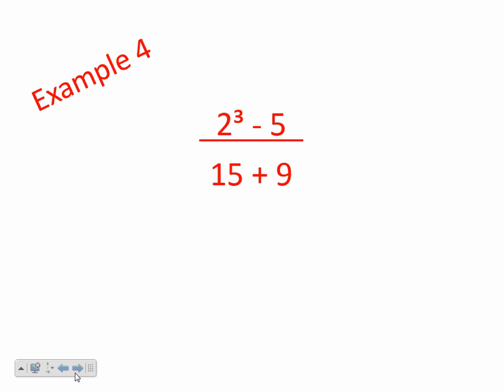Oh my goodness. Are we sure? Rethink. Let's make sure. Everybody get on the same page. 2 times 2 times 2, right? 2 times 2 is 4. 4 times 2 is 8. Okay. Everybody with me? All right. 8 minus 5 is 3. And 15 plus 9 is 24.